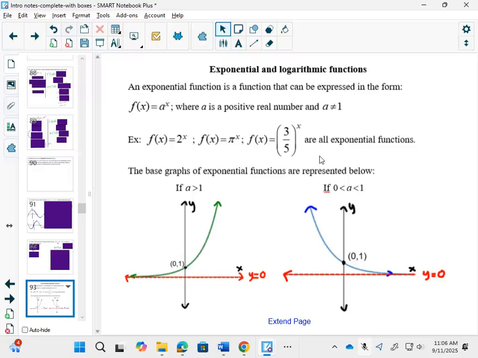And today we're going to review exponents and logarithms. See how well you remember everything about exponents and logarithms.